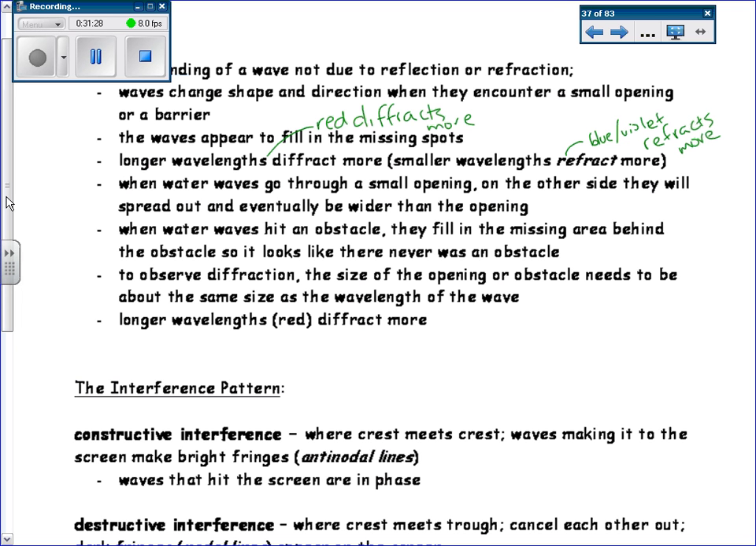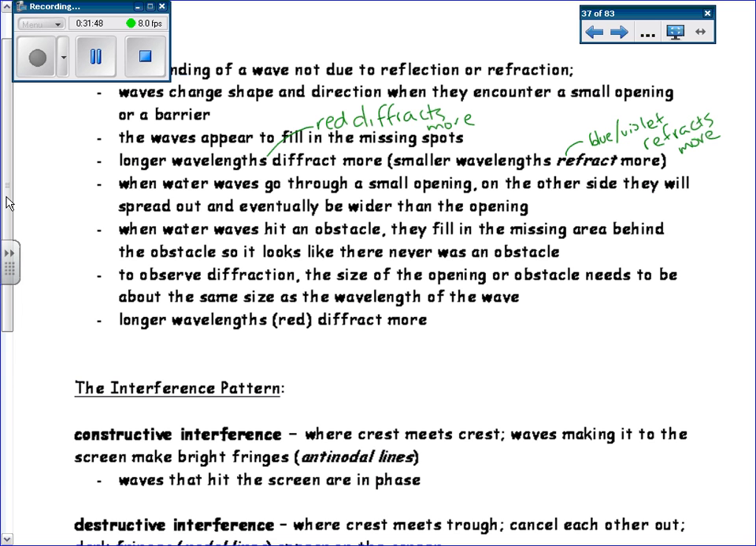So, I've kind of already talked about this, but diffraction is like when water waves go through a slit, they spread out, and they make a wave that's wider than the opening. They fill in the missing area behind the obstacle, so it looks like there wasn't ever an obstacle.